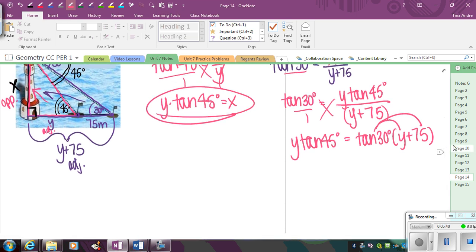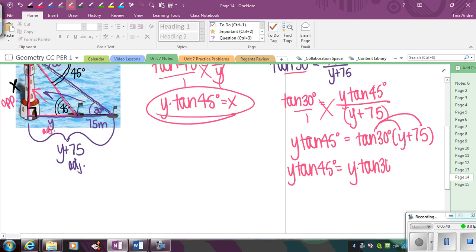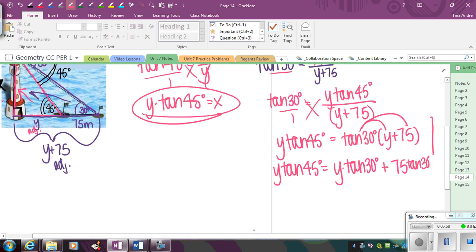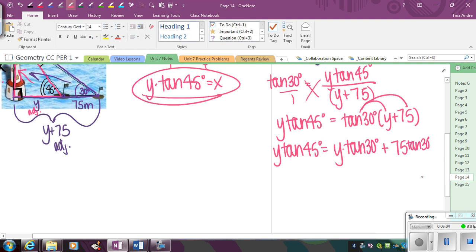Remember, tan of 30 is just a number. So it's going to be y times tan 45 equals y times tan of 30 plus 75 times tan 30. And instead of putting all those decimals in my calculator right now, I'm leaving those in terms of tan, so I don't have to write all the decimals. At this stage, though, you might want to take everything and make it a decimal, but you're going to have to keep the entire decimal. Otherwise, you can think of this as you got to combine like terms. So you have tan 45 of y, and you have tan 30 of them. So you're going to have to subtract tan 30y from both sides.